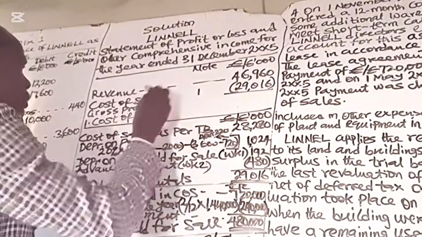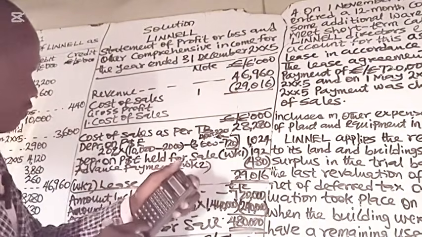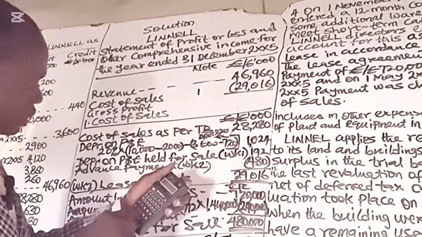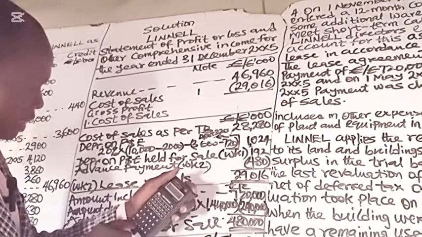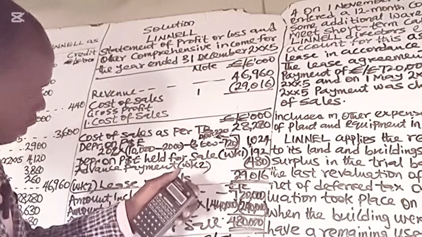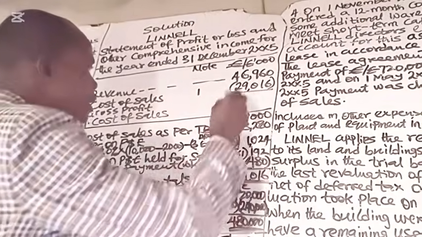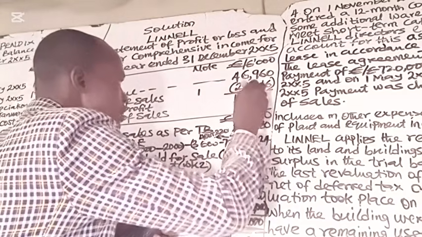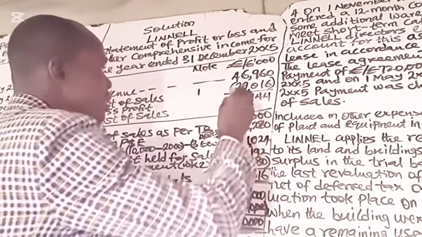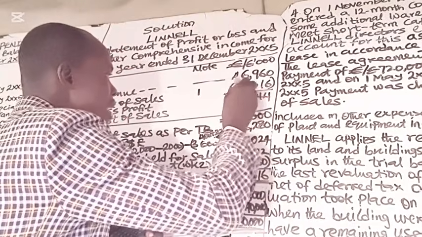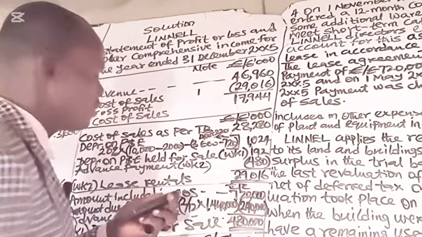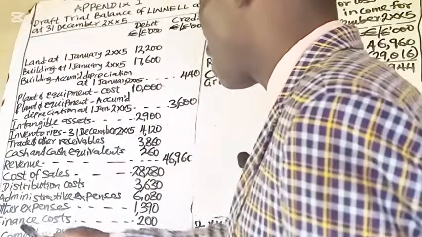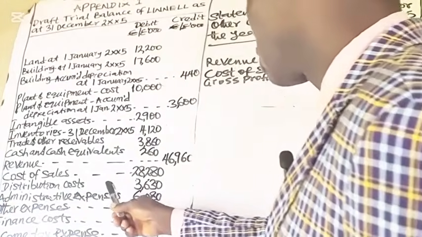How much is our gross profit now? Subtracting from 46,960, we have the gross profit of 17,944. After gross profit, we have distribution cost, 3,630.